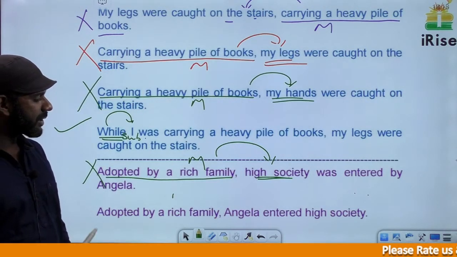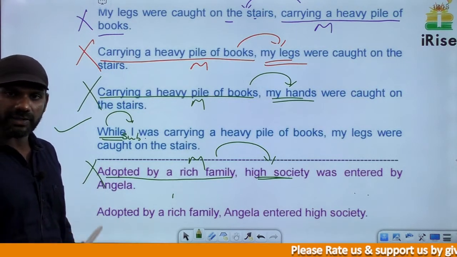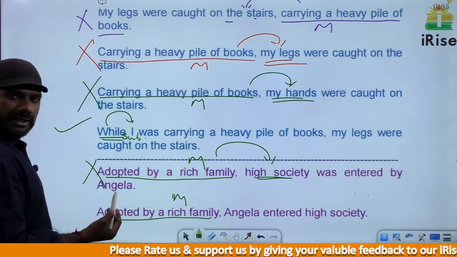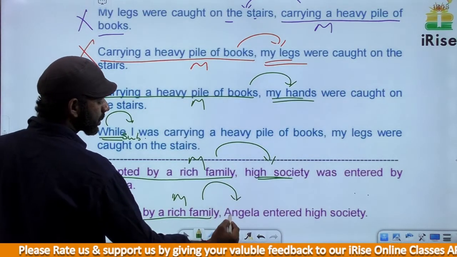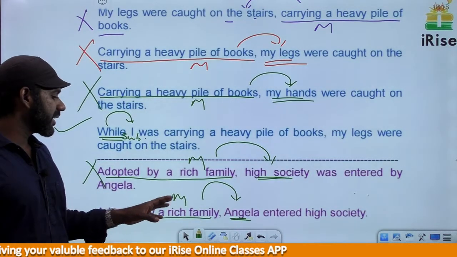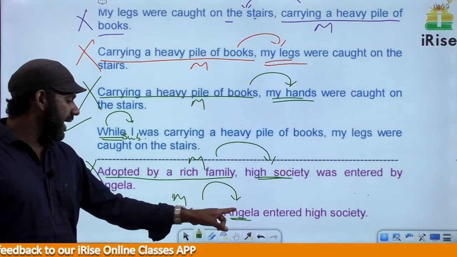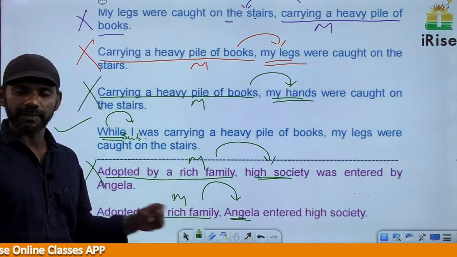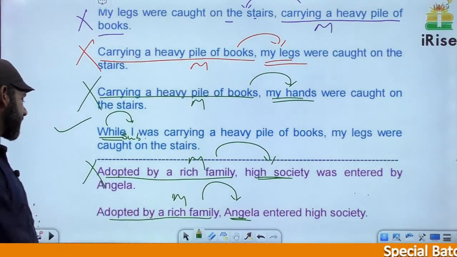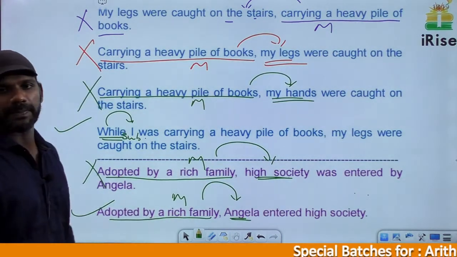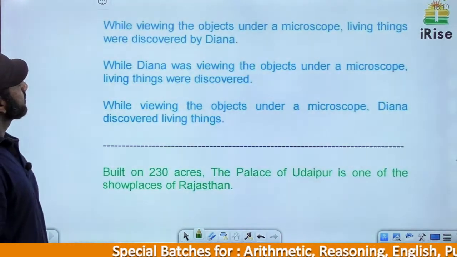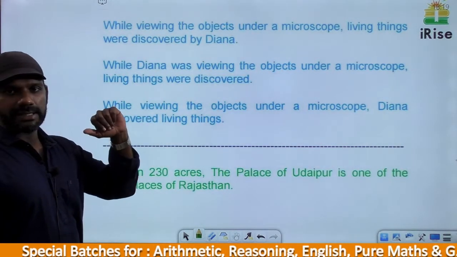Adopted by a rich family, Angela entered high society. "Adopted by a rich family" is the modifier, a subordinate clause. The modifier comes very close to Angela, so it is modifying the word Angela. "Adopted by a rich family, Angela" means Angela was adopted by a rich family. Make sense? Yes. Angela was adopted by a rich family and she entered high society. This one is completely fine. Got it? Come to the next one. Come to the first sentence.